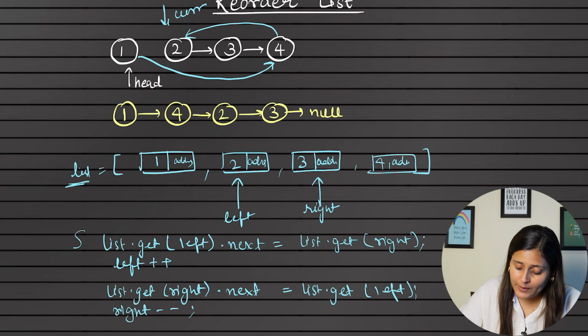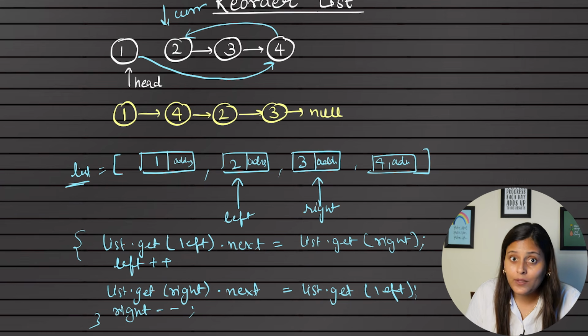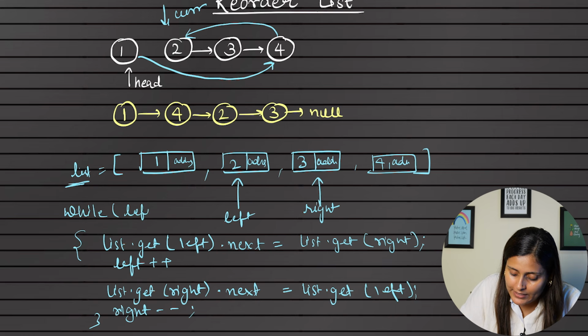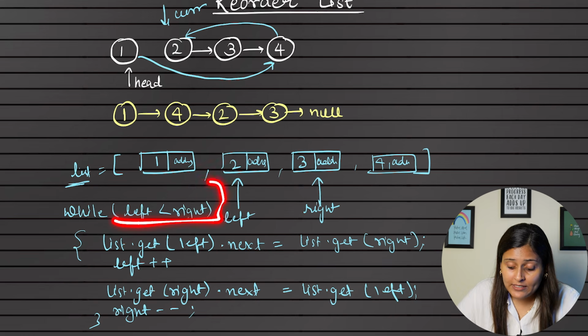Now as we have to repeat this process, we have to keep doing this, meaning we have to put it inside a while loop, with the condition that while our left is less than right. Why left less than right? Because this is even length. So currently left is here, right is here.